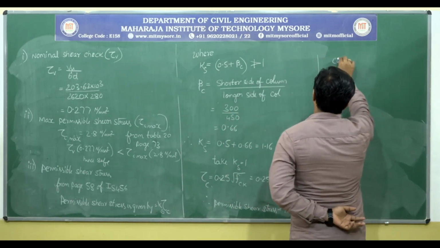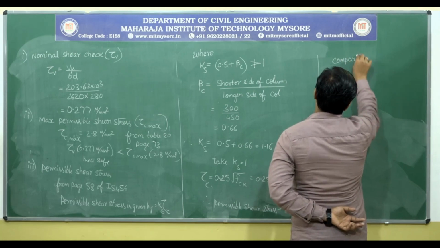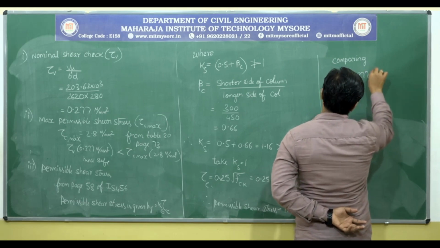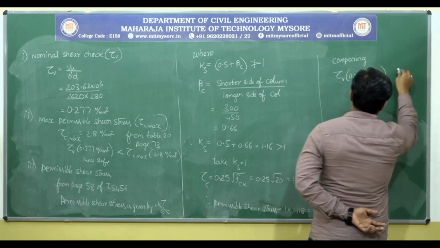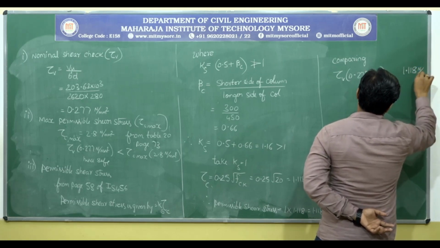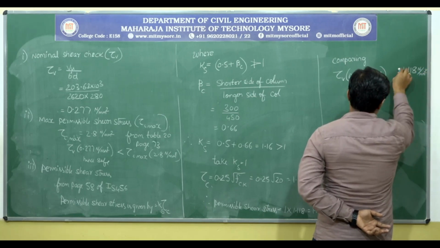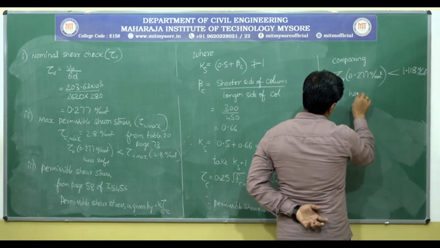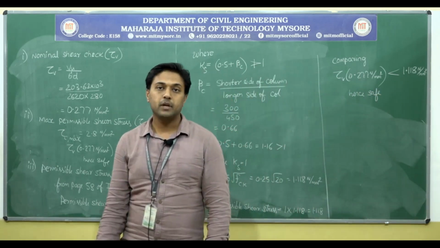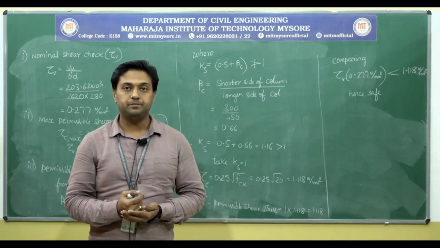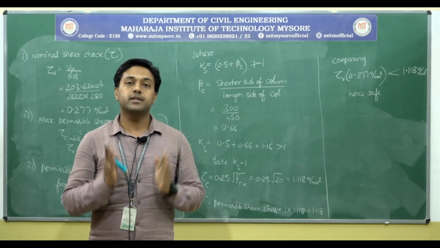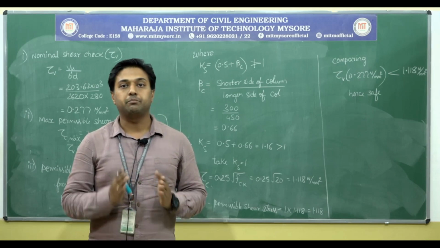Okay, so now comparing tau V and the permissible shear stress. Tau V is equal to 0.277 Newton per mm square and the permissible shear stress is 1.118 Newton per mm square. So tau V is less than this, hence safe. In two-way shear also it is safe. So till here you need to do it. One-way check and two-way check, both we have done. So this completes the design of the portal frame.